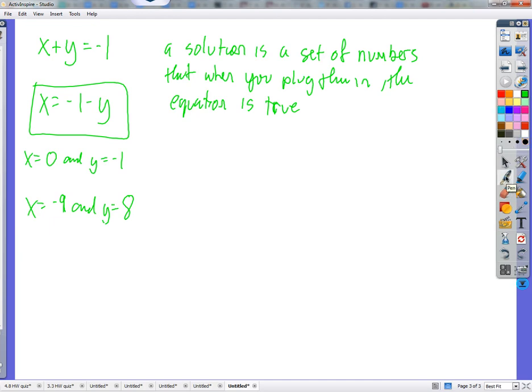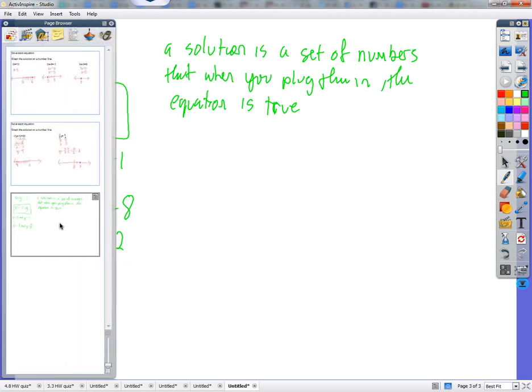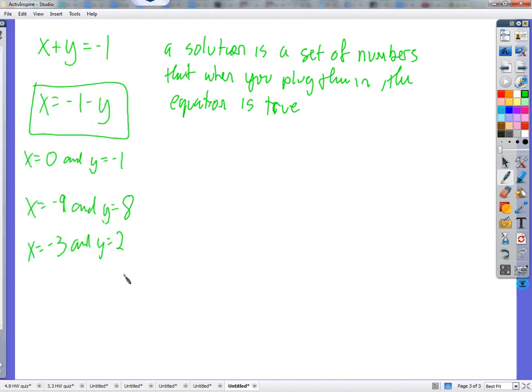Eric? X equals negative 3, and y equals 2. Okay, there's another solution. One drawback of doing it this way, writing down x is equal to 0, y is equal to negative 1, there's a solution, here's another solution, is that it takes up a lot of space. It takes more space than it could. We could do something like this.